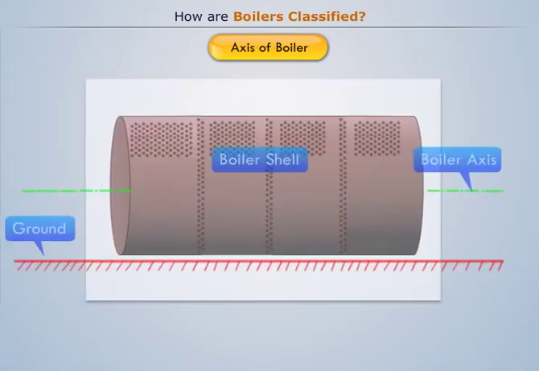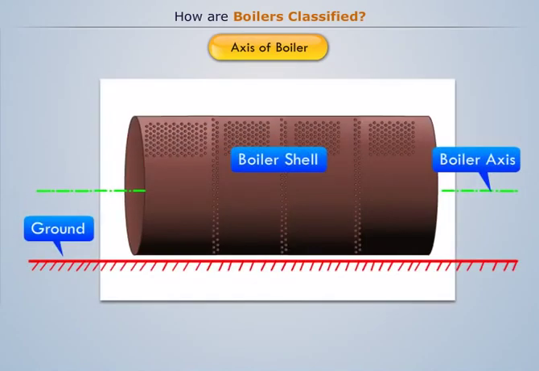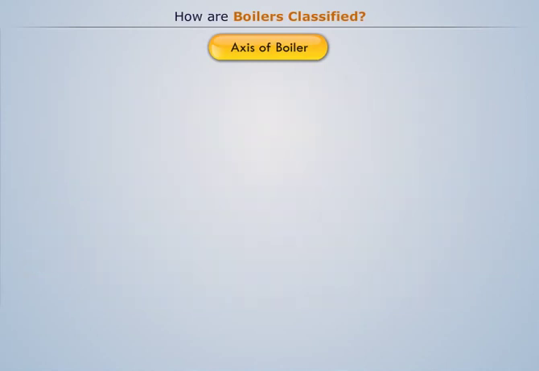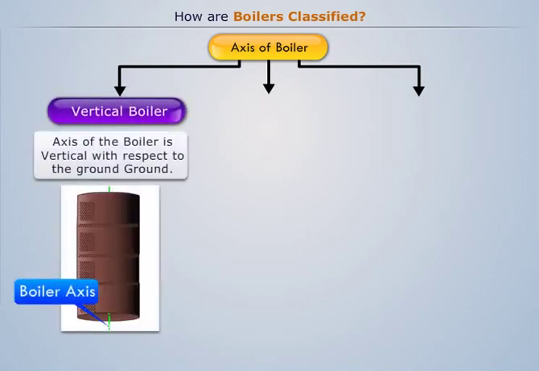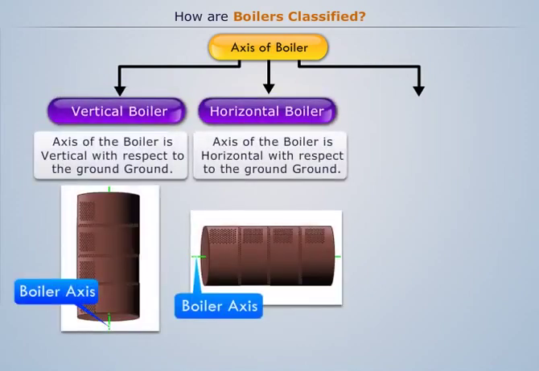Axis of boiler. Depending on how the axis of boiler lies with respect to the ground, boilers can be classified as vertical boiler, horizontal boiler, and inclined boiler.